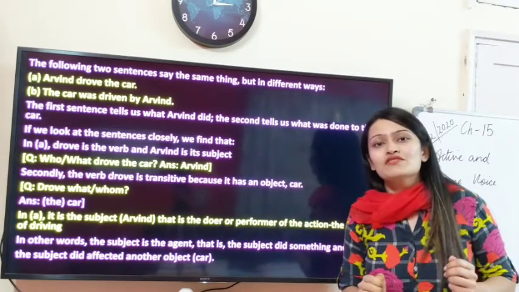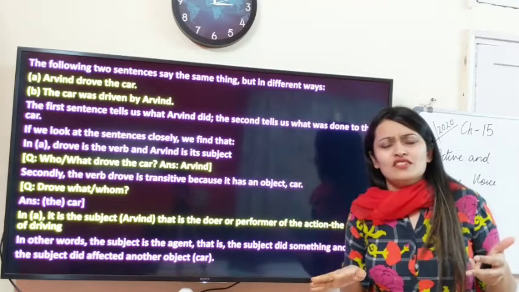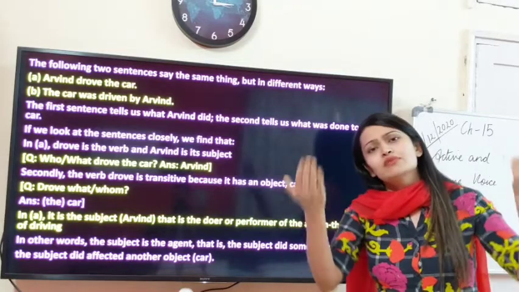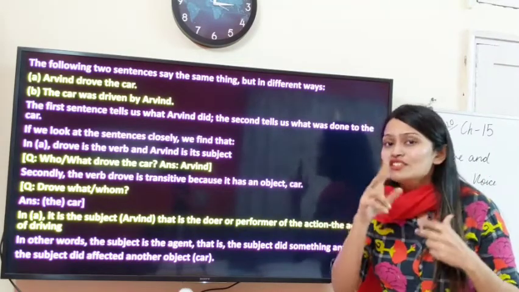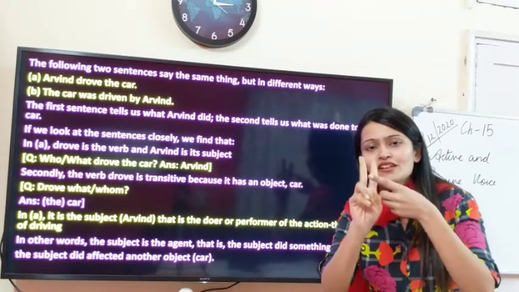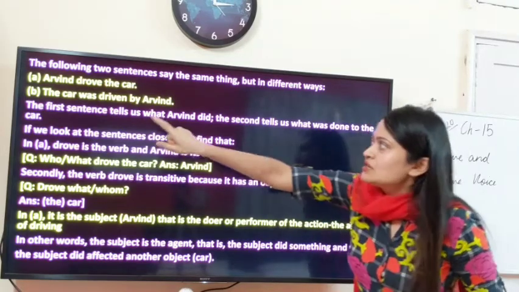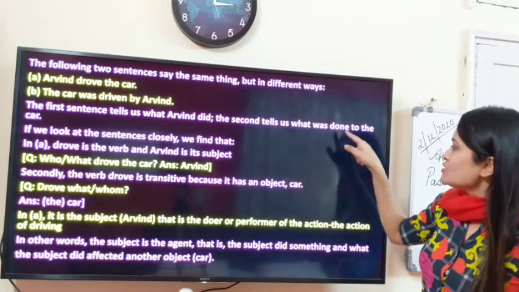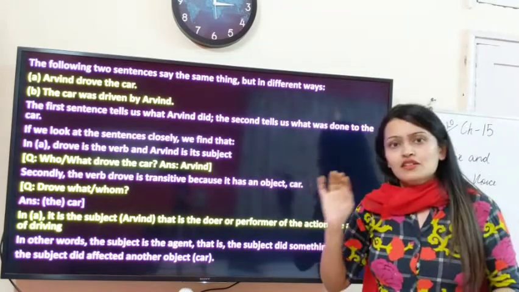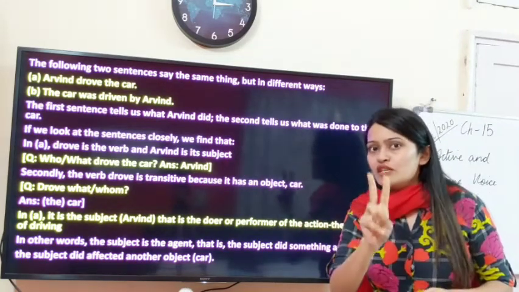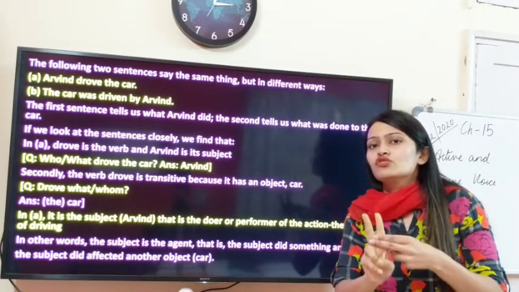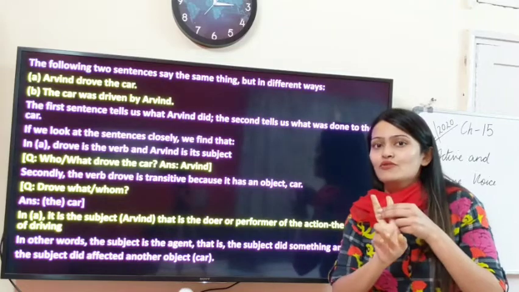What is the meaning of passive, children? Not doing any action. Just simply being as it is, not doing anything. Something is being performed on it. So this is how we come to know active and passive voice. Okay. The first sentence tells us what Arvind did. The second tells us what was done to the car. Now these are two simple ways. Don't get into the entire explanation.